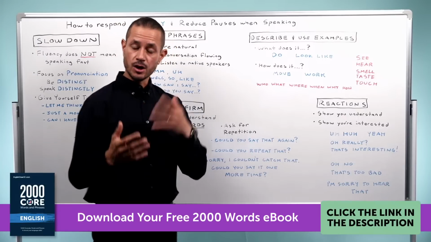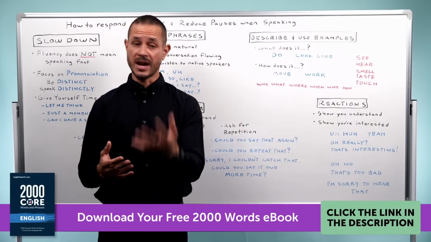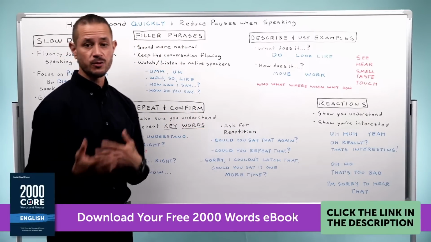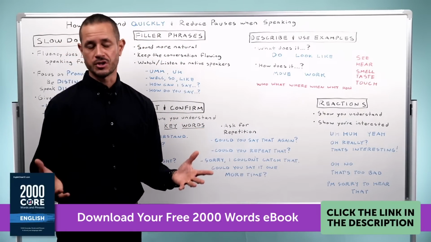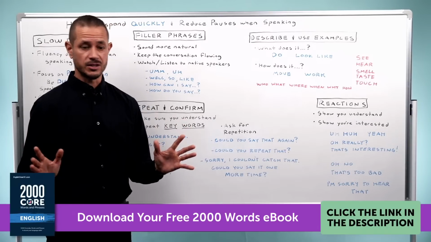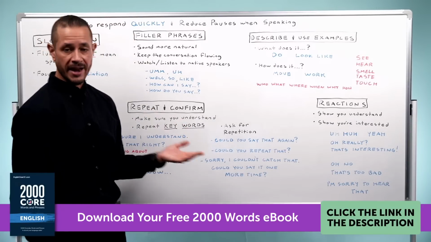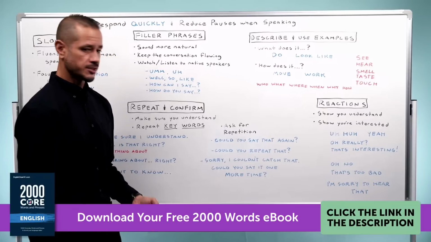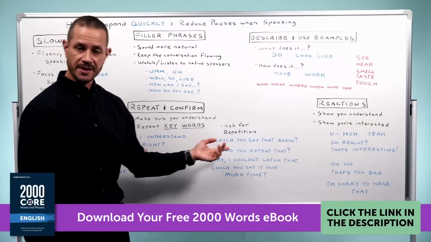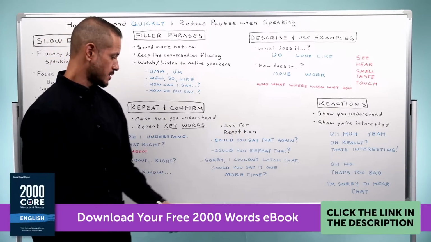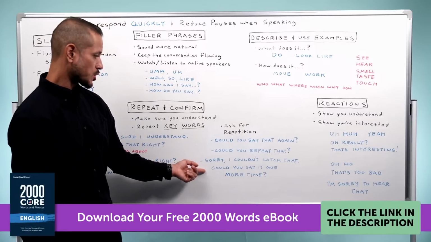So, saying I could not hear you, I couldn't understand you, this is a great way that takes us into our next tip. Asking for repetition. If you don't understand, don't panic. It's okay. It happens to everyone. Ask the person to say it again. Ask for repetition. Just simply say, could you say that again? Or could you repeat that? Or you could lead in, sorry, I couldn't catch that.